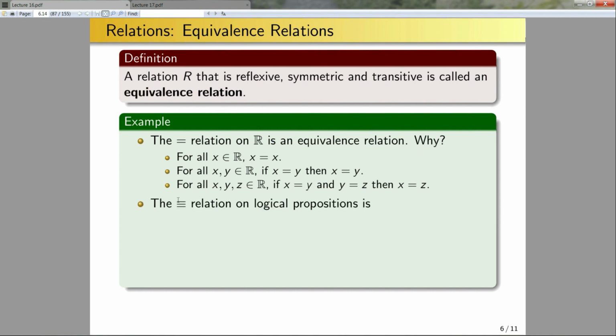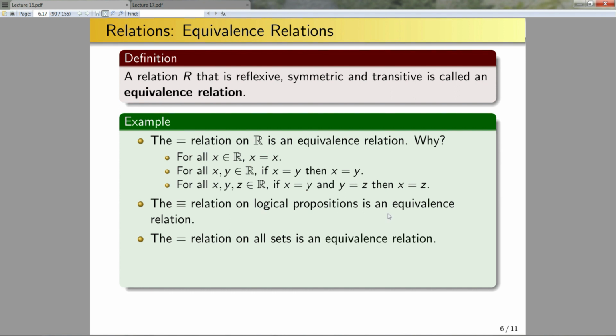Further, logical equivalence on logical propositions is an equivalence relation. Literally just go through the same argument here, but replace R with the set of all logical propositions. Next, equals on sets is also an equivalence relation. Again, replace R with a set of sets and you're done.